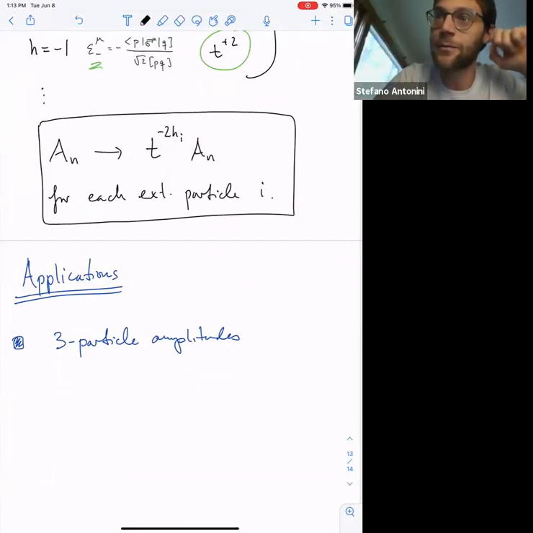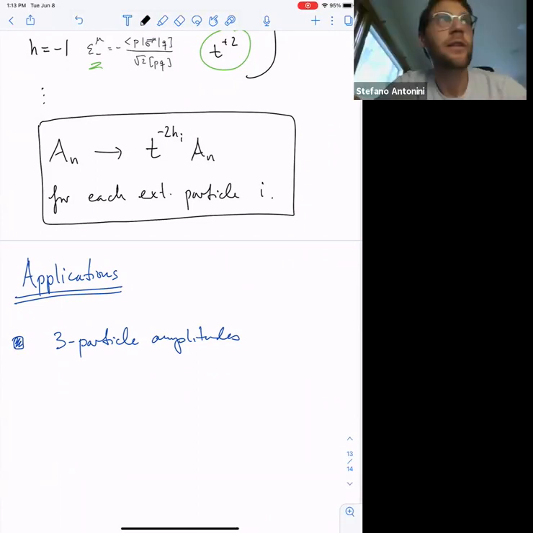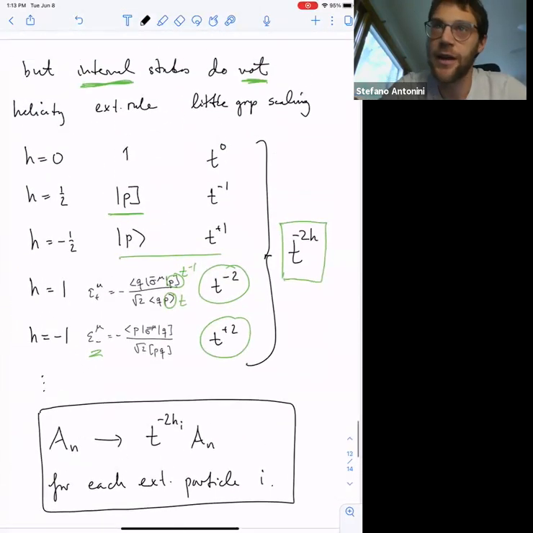Can I ask one question before we go on? Yes. Why do we not scale the internal particles but only the external particles? I think I missed that.